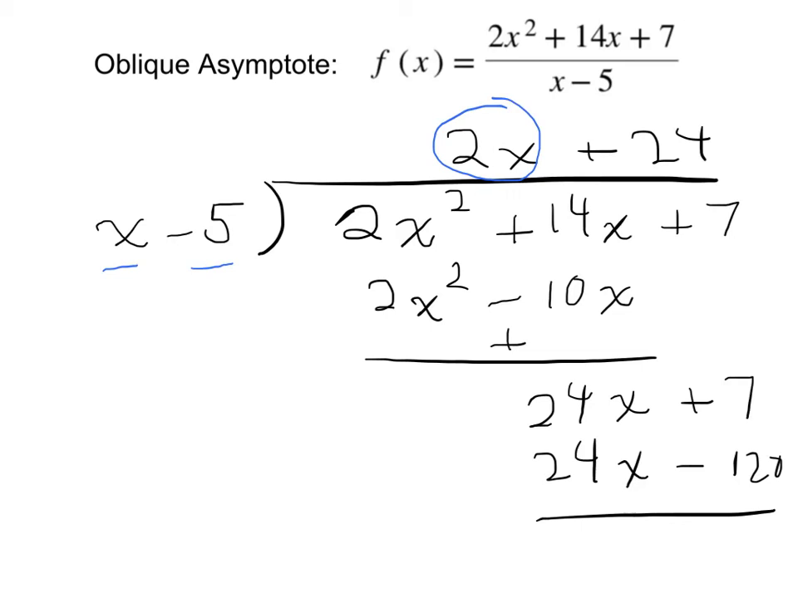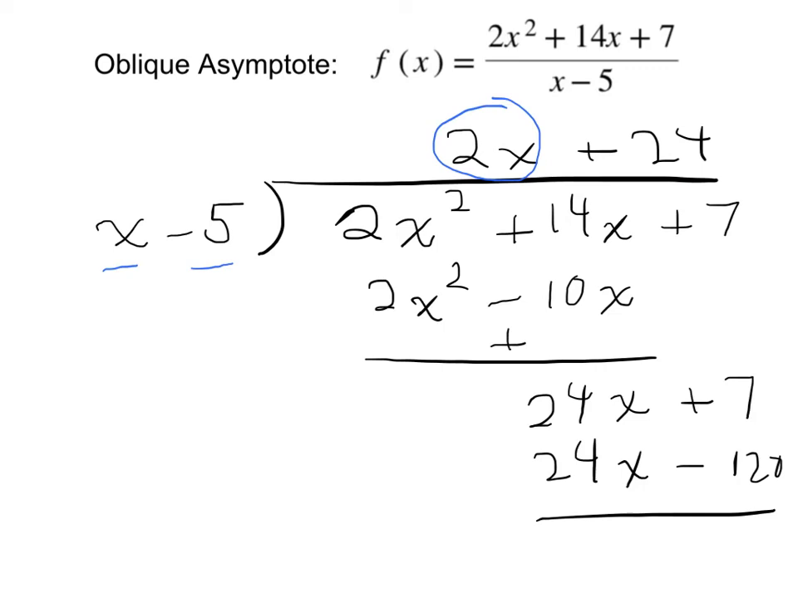Then you're going to subtract. Subtract means change your sign. So that minus is going to become a plus, and we end up with 24x, and then you bring down the 7. You then take x, divide it into 24x, it goes in 24 times, and then again you 24 times negative 5, which is negative 120, and then 24 times x, which is 24x. Again, you're going to subtract, and you end up with a remainder of negative 113.